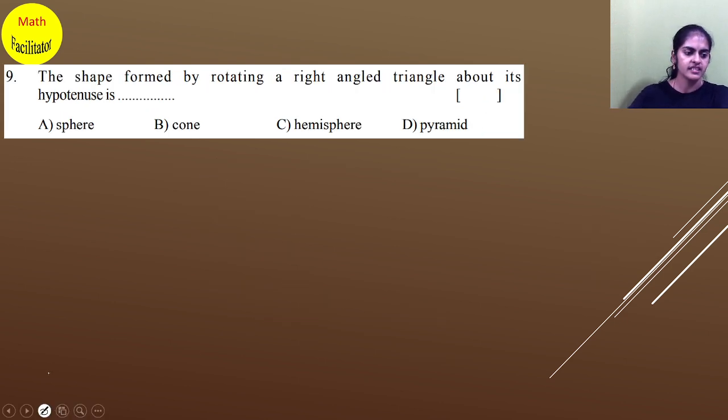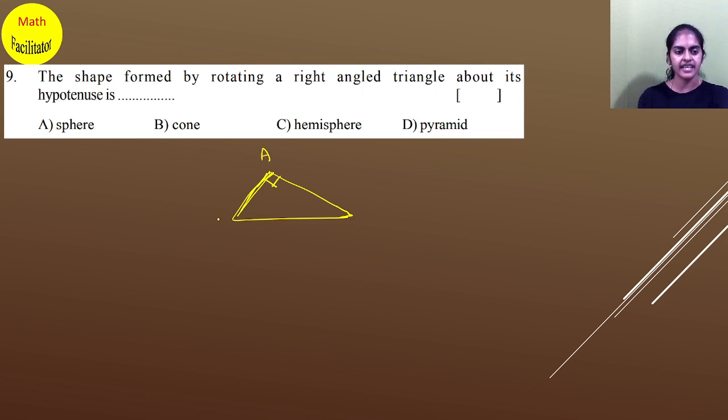Next question. The shape formed by rotating a right angled triangle. This is your example problem of your textbook. They are just asking you the shape now. Suppose this is a right angle triangle, and this is the hypotenuse, isn't it? If I am rotating the right angle triangle along its hypotenuse this way, what happens? You will see one more shape is formed this way.